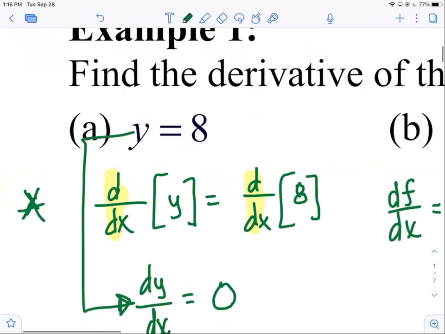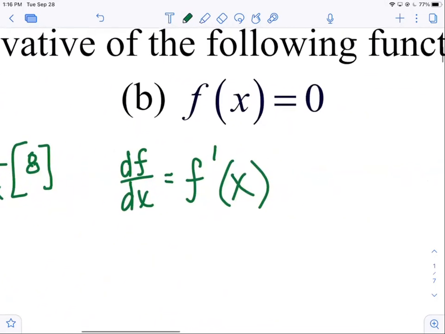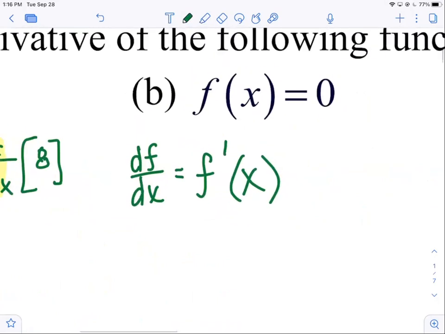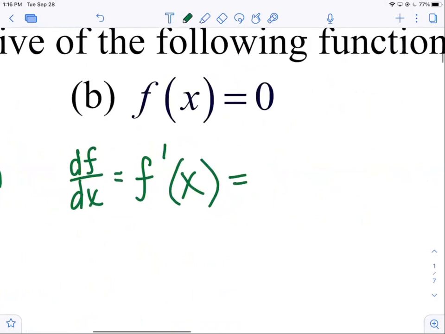If it starts in terms of y, we typically use Leibniz notation, although y prime is not uncommon. Same thing over here in function notation. And then, of course, what's the derivative of 0? 0, right?